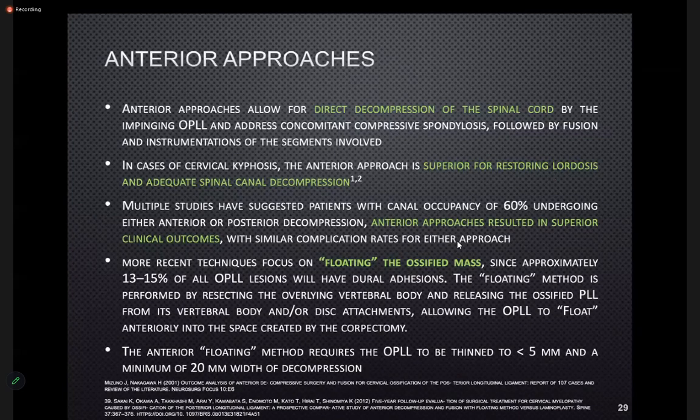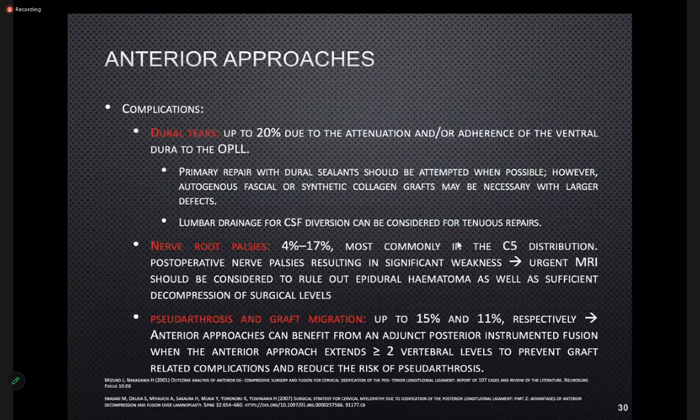And more recent techniques focus on floating of the ossified mass. This is because approximately 30 to 50% of all OPLL lesions will have dural adhesions. The floating method is performed by resecting the overlying vertebral body and releasing the ossified PLL from its vertebral body attachment. But the anterior floating method requires the OPLL to be thinner than 5 millimeters and a minimum of 20 millimeters width of decompression. However, the anterior approach has a very high complication rate.